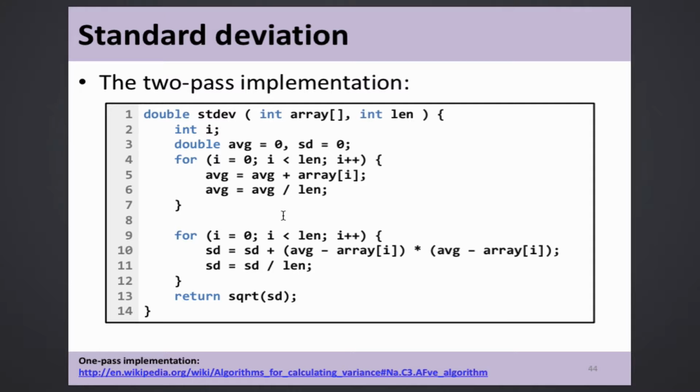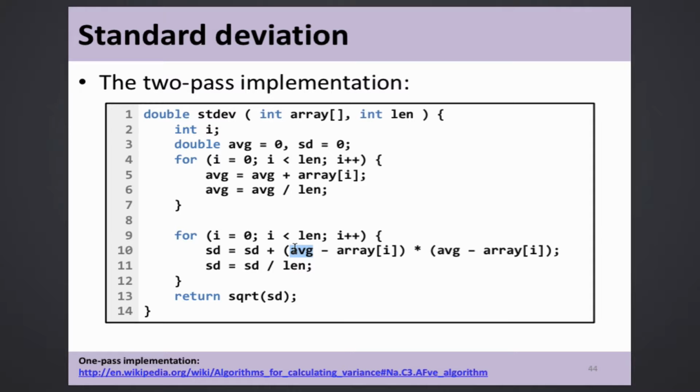Then you will have the average minus the array element, and we call this type of computation a two-pass implementation. It means that we have to go through the array two times. The first time I compute the mean. The second time I will use the array elements to compute the standard deviation. Two-pass. But there exists a one-pass implementation.